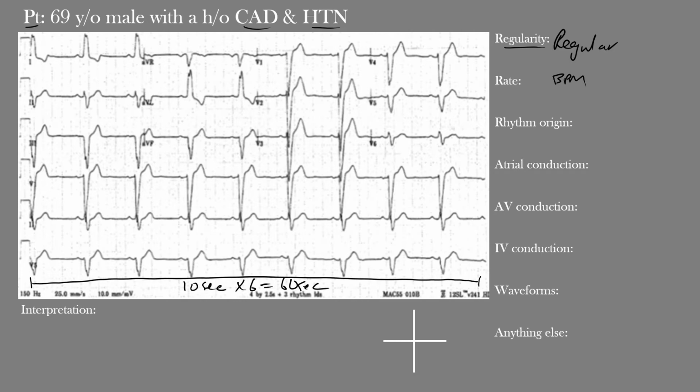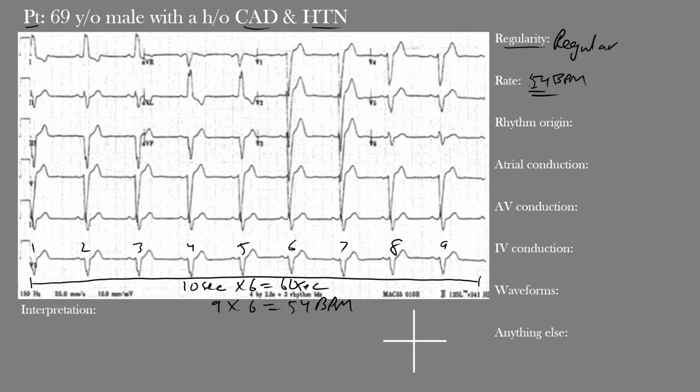In order to find it, we count the number of complexes going across, so let's do that. 1, 2, 3, 4, 5, 6, 7, 8, 9. So we have 9 complexes over 10 seconds, so we do 9 times 6, and that gives us 54 beats per minute. So our rate here is 54. Now I'll give you the actual rate was in fact also 54, so right on.